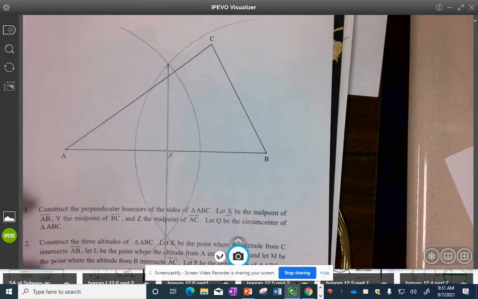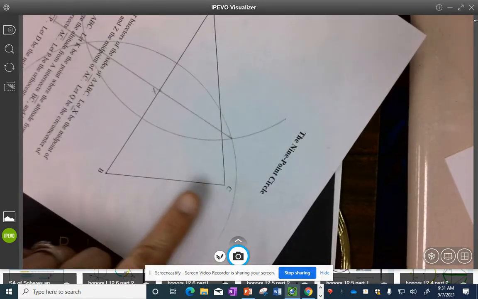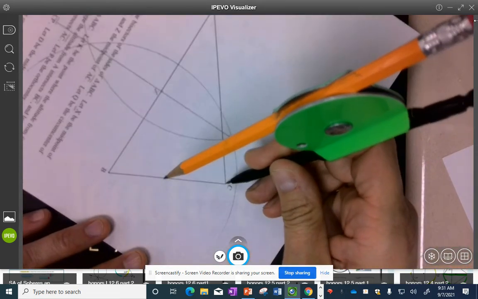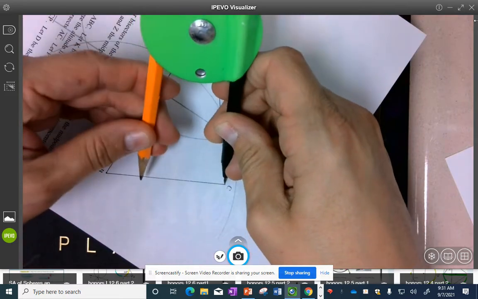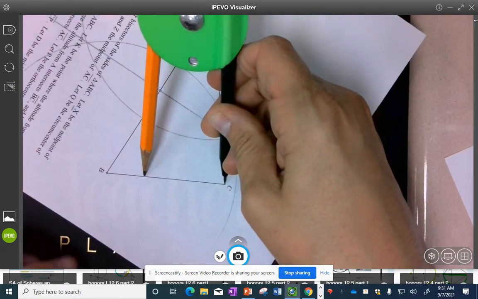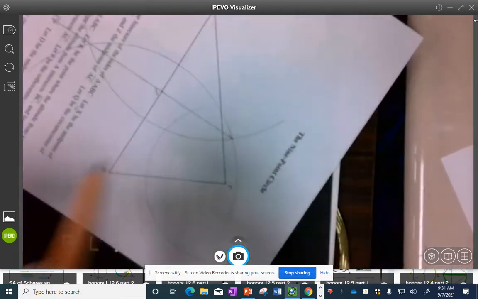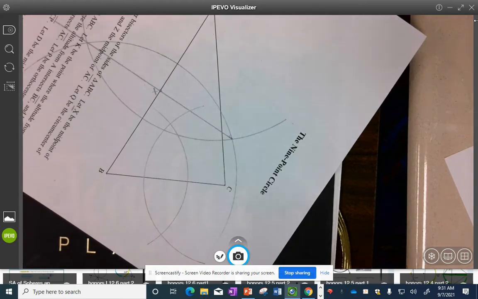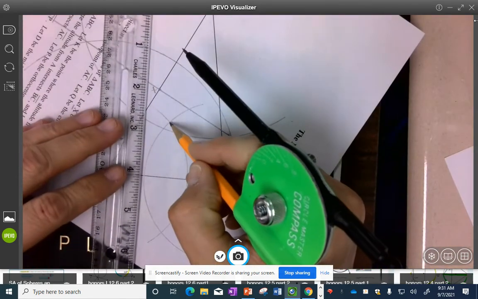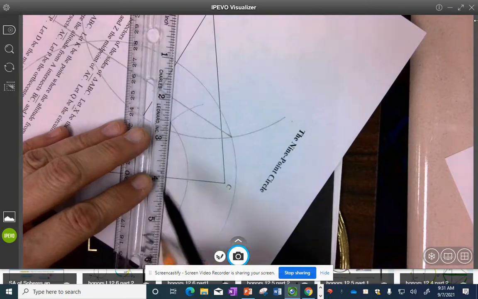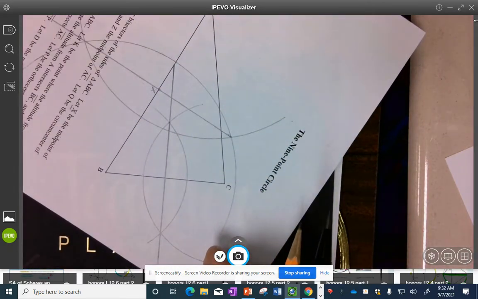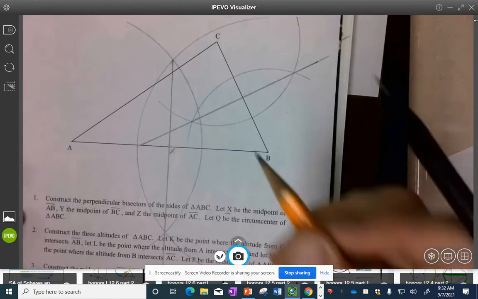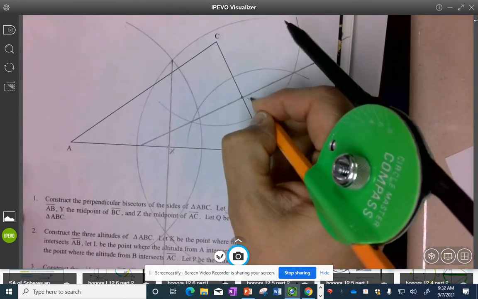So I'm going to rotate my paper, and I have BC, and I'm going to do the same thing. I'm going to close my compass up since this is a smaller segment. Opened it up about half, or more than half the length, and I'm going to do two arcs the same length. So let's draw this in. In reading the directions, this is Y is the midpoint of BC. So here is Y.